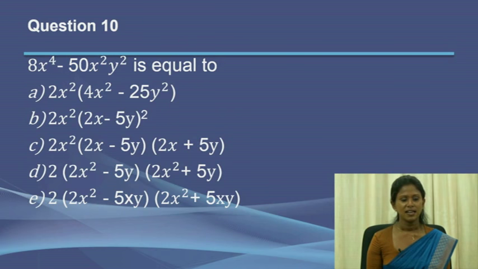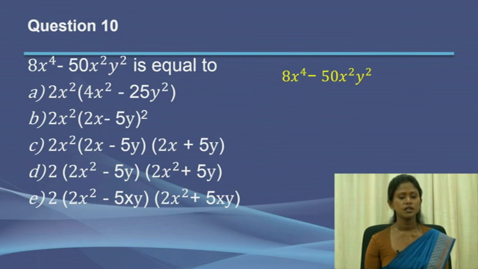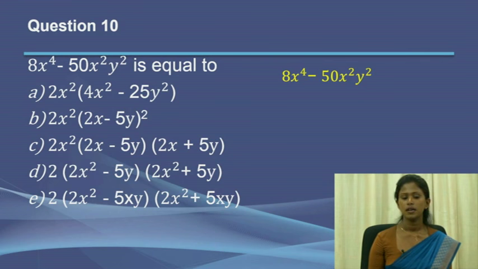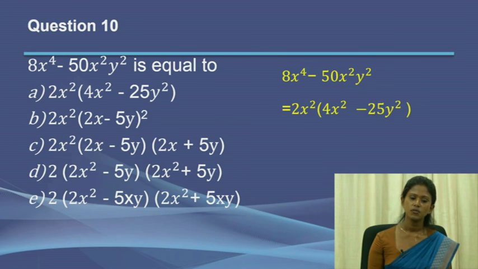So here it's 8x to the power 4 minus 15x squared multiplied by y squared. So let's move on to the solution. This is how we are going to solve this. In this type of expression, you have to do the factorization. Here you can take the common factor out. So what will be the common factor? 2x squared is the common factor. So we are taking the common factor out.